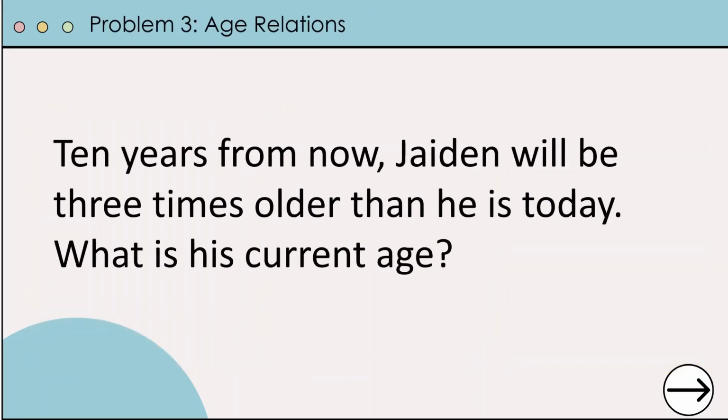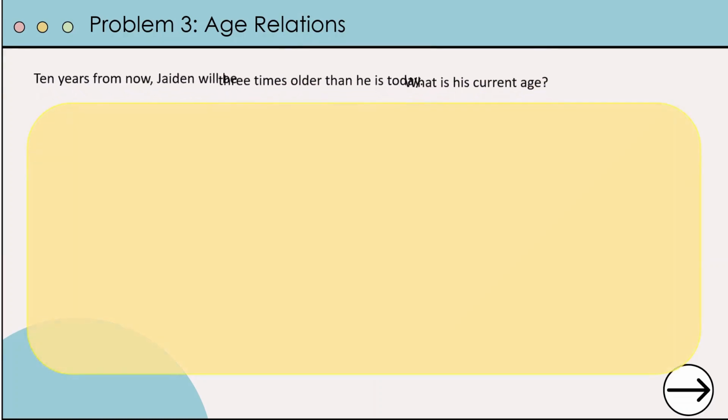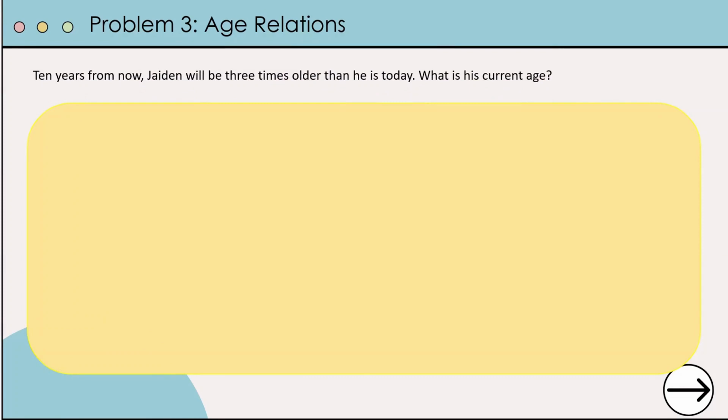Let's have problem 3. 10 years from now, Jaden will be 3 times older than he is today. What is his current age? Again, our first step is to define the variables. Since we're looking for Jaden's current age, we represent x as his current age.